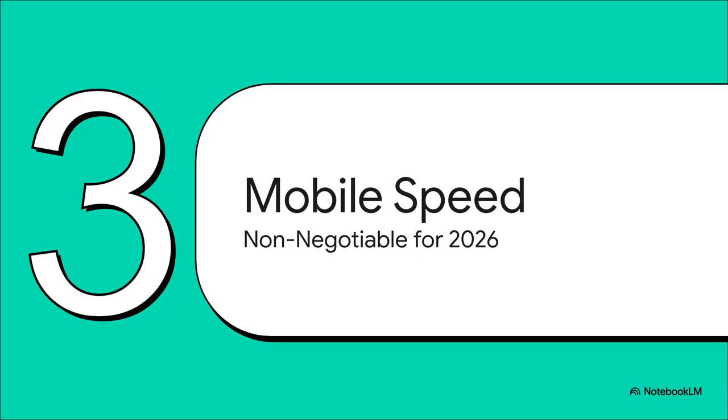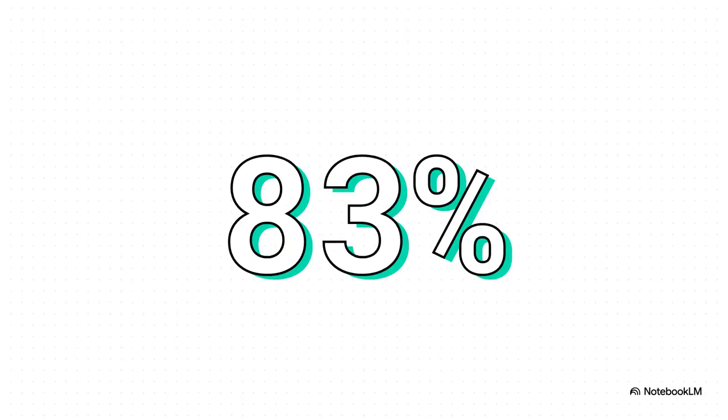All right, let's shift gears and talk about something that is, in this day and age, completely non-negotiable, and that is mobile speed. This isn't some nerdy technical detail for your developers. It is a fundamental part of the user experience, and it is a massive, massive driver of conversions. Why? Why is it so important? Well, because a whopping 83% of all landing page traffic now comes from a mobile device.